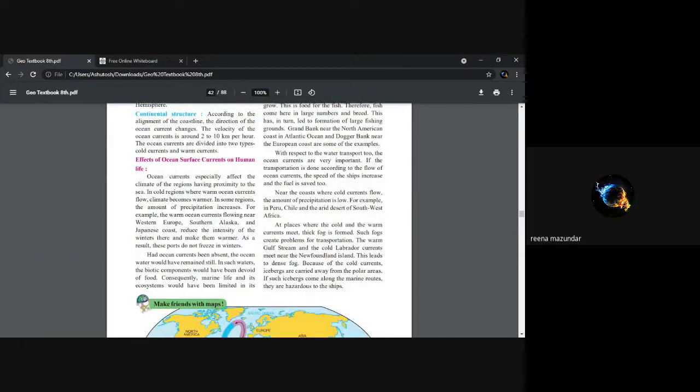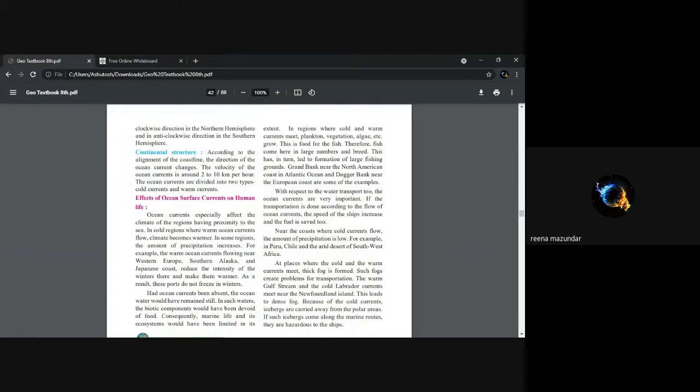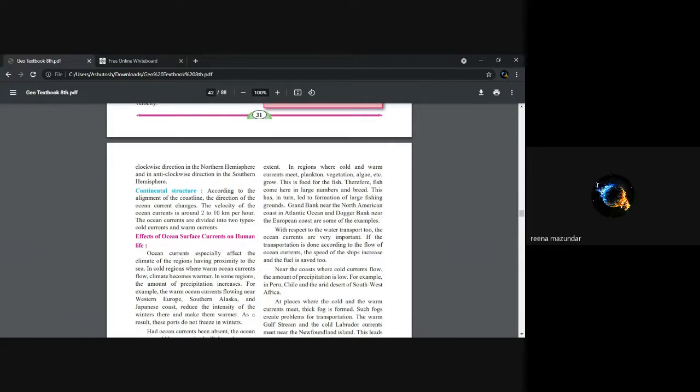In such water, the biotic components would have been devoid of food. Consequently, marine life and its ecosystem would have been limited in its extent. Yes, Hariom, give the answer. In such water, the biotic component would have been devoid of food. Consequently, marine life and its ecosystem would have been limited in its extent. Very good.